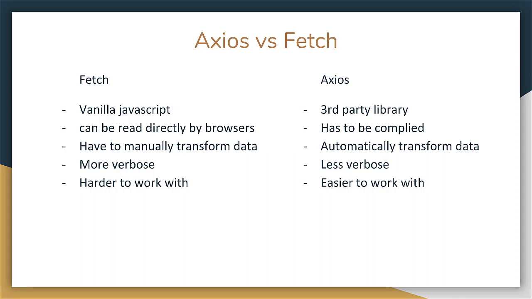So in the last section, we made an API request to the JSON placeholder endpoint with Axios. In this section, we'll do the same thing, but with fetch and the async and await keywords. So first, what is fetch?